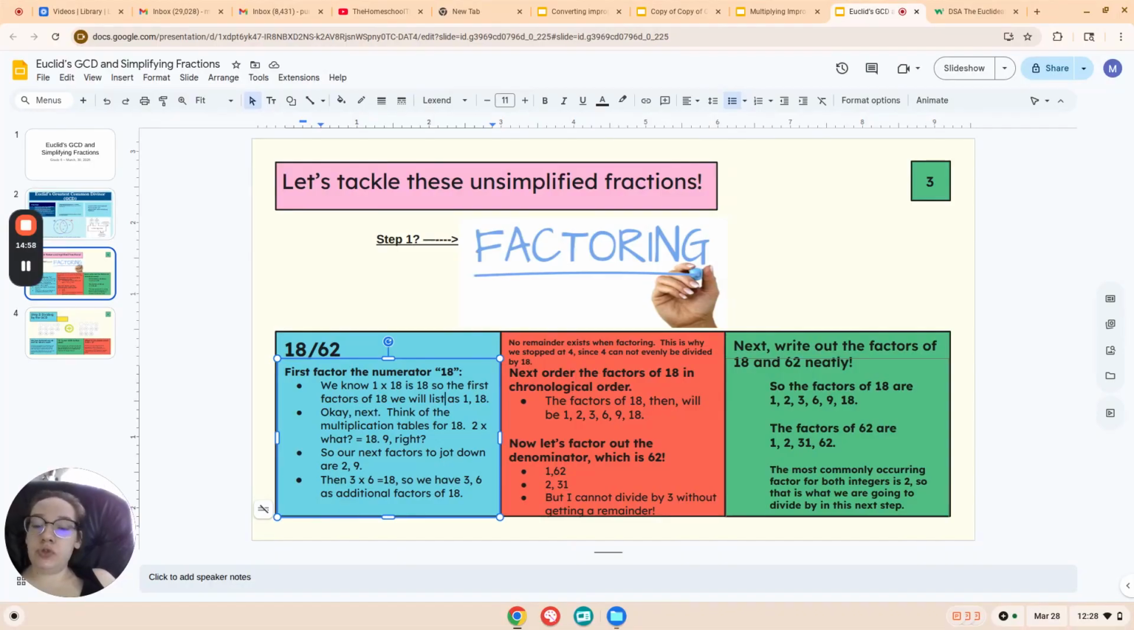If you have scribbles and they're kind of all over the place, the key thing is you have notes, but have them nice and organized and list the factors chronologically so you can see which is the most commonly occurring factor. So you see here, the factors of 18 are 1, 2, 3, 6, 9, 18. And the factors of 62 are 1, 2, 31, and 62. So the most commonly occurring factor for both integers is 2. So that is what we are going to divide by in this next step.